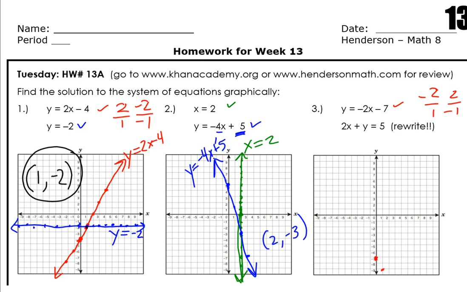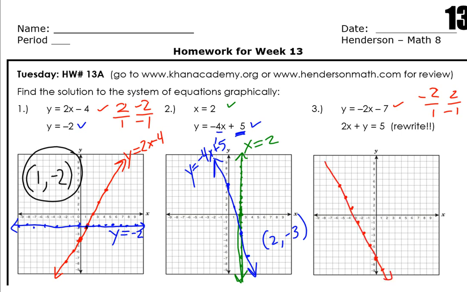You can't change the original sign. If you switch the denominator, you switch the numerator. So instead of down and right, I'm going to go up and left. Up and left. 2 up, 1 left. 2 up, 1 left.